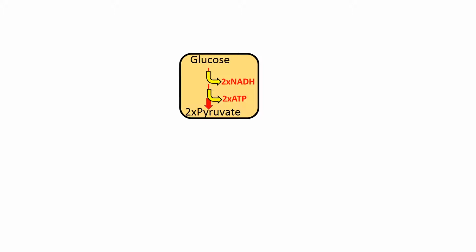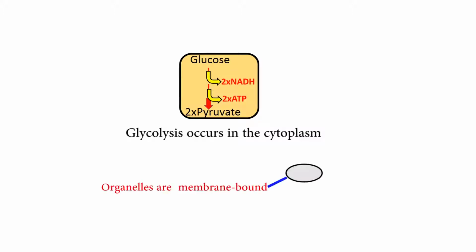So let's get down to the business of focusing on the process of glycolysis. First, where in a cell does glycolysis occur? Glycolysis occurs in what we call the cytoplasm of the cell, a region of the cell filled with an aqueous solution containing many types of organelles. Now, organelles are membrane-bound bodies which perform specific functions in a cell. Examples of organelles are the nucleus, mitochondria, Golgi bodies, chloroplasts, etc., depending on the type of cell that exists.